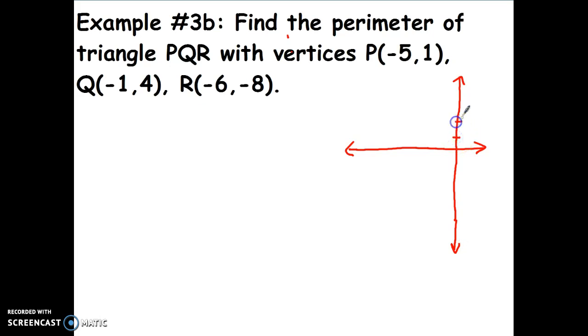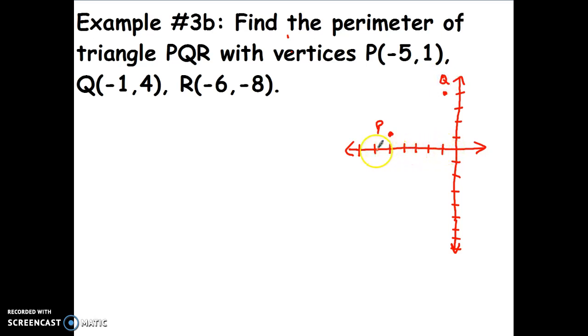All right, so 1, 2, 3, 4. 1, 2, 3, 4, 5, 6, 7, 8. And 1, 2, 3, 4, 5, 6, 7. Okay, so I'm going to go ahead and plot these points. I got -5, 1. 1, 2, 3, 4, 5, 1. And that's P. And then I got -1, 4. -1, 1, 2, 3, 4. Okay, so it's all the way there. That's Q.